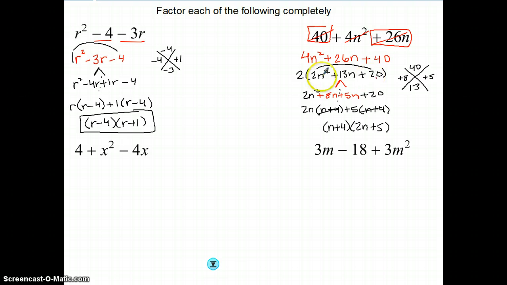Do not forget, we factored out a 2 in our second step. That 2 needs to remain on the front of your polynomial. Make sure you double check each of the factors to make sure that they are prime. In this case, n plus 4 is prime, and 2n plus 5 is prime. Therefore, this is the final factored form of our polynomial.